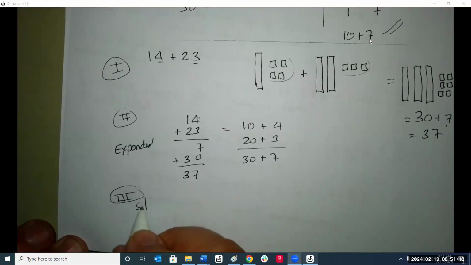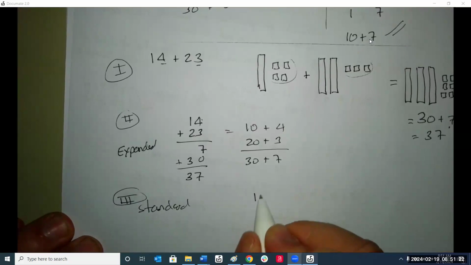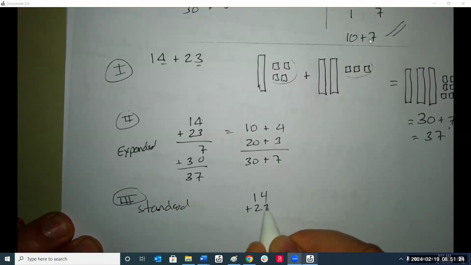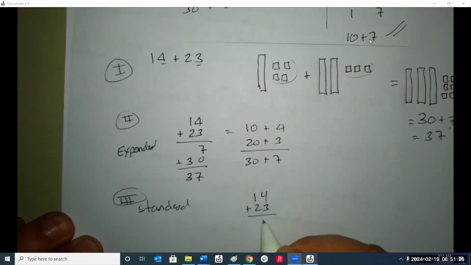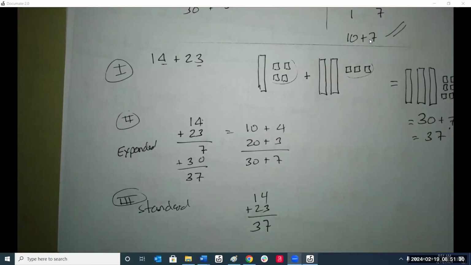Then we get to the standard one. If we had 14 plus 23, straight down, 4 plus 3 is 7, 1 plus 2 is 3. And we start going faster and faster that way.